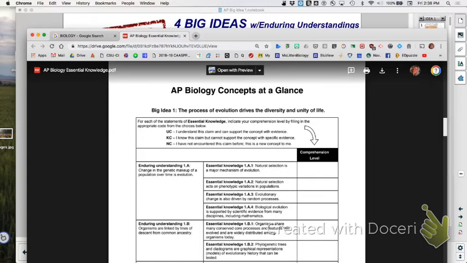Do you remember how I told you it's the 4 big ideas with the enduring understandings that are right here, and then they put in the science practices. I have included just all the learning objectives. That would be another excellent review document, because that puts together this with the labs. If you have a short amount of time, focus on this and those learning objectives. Work through them and see if you can do those.